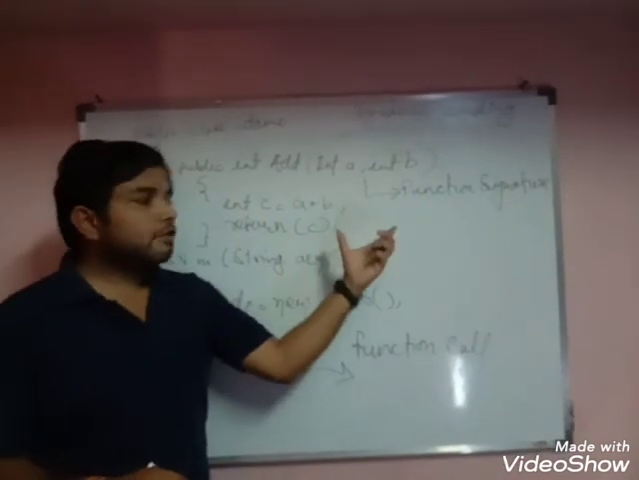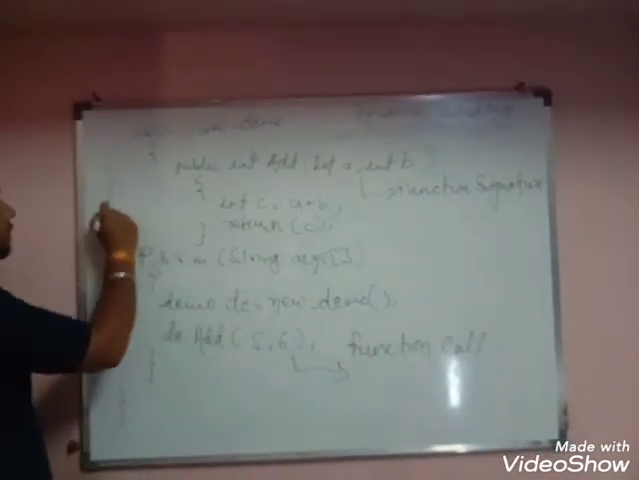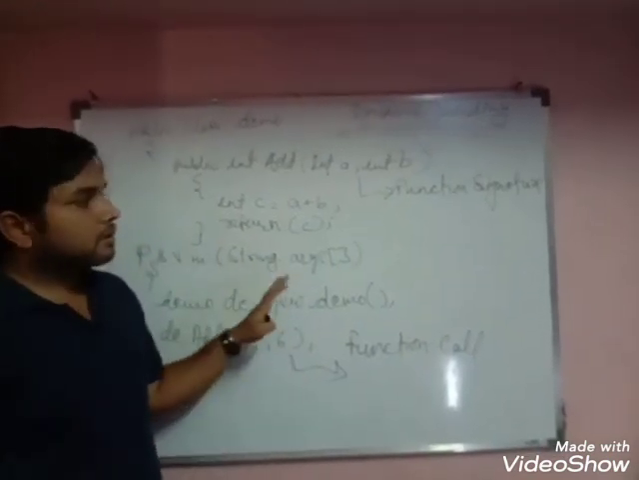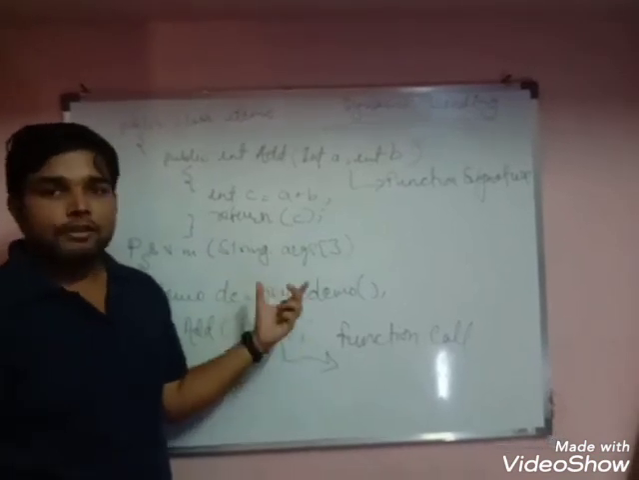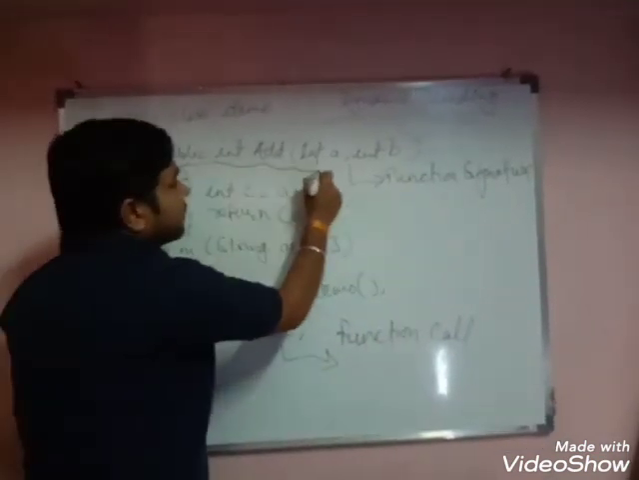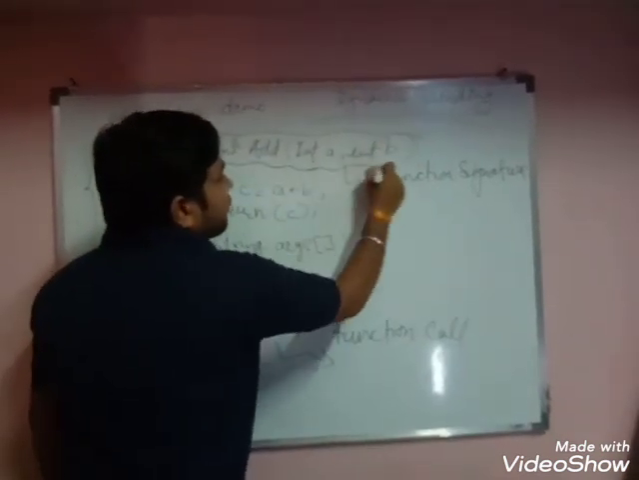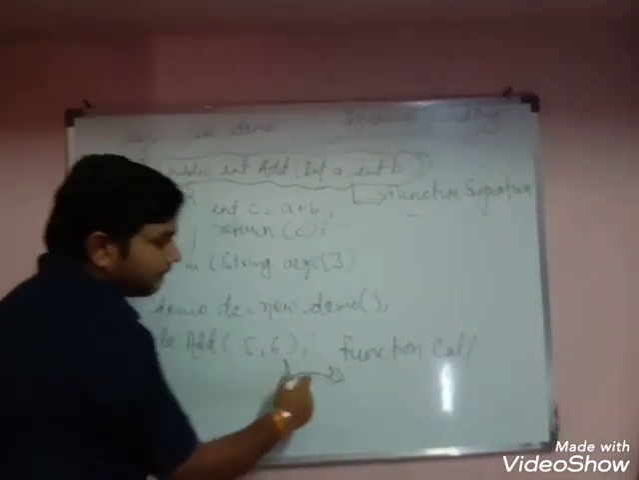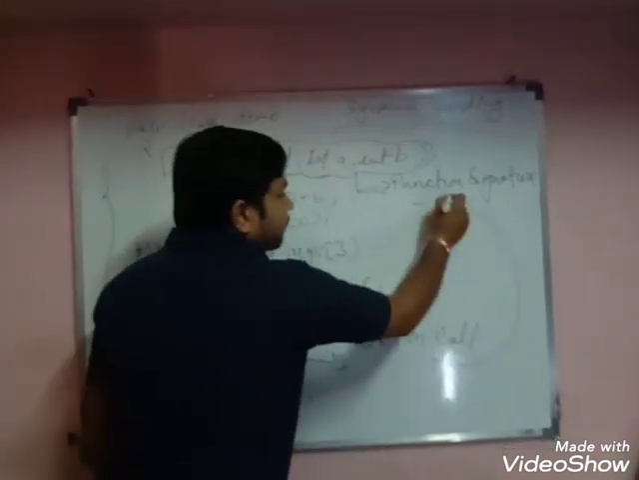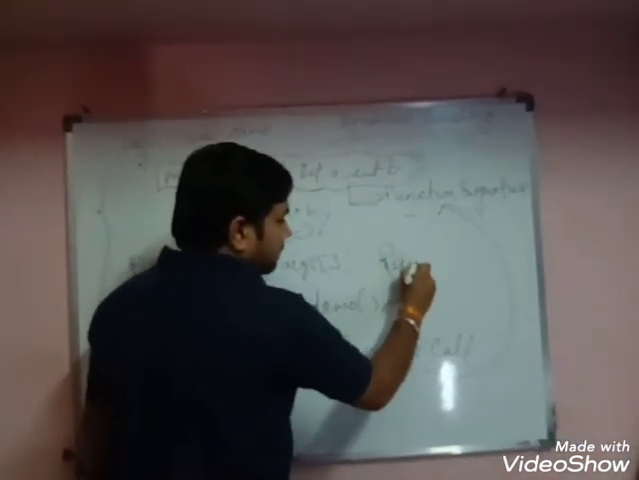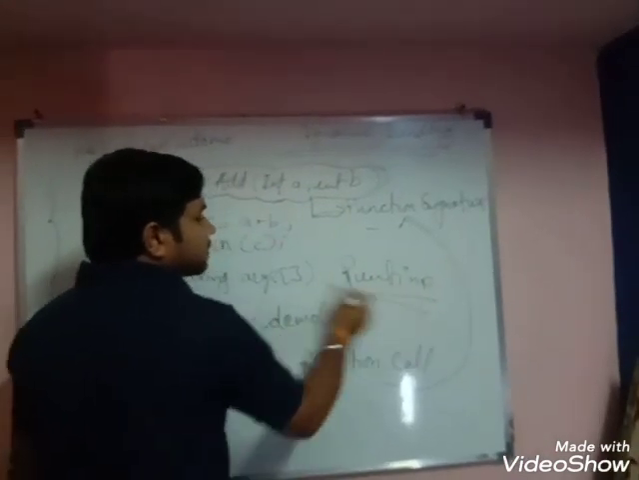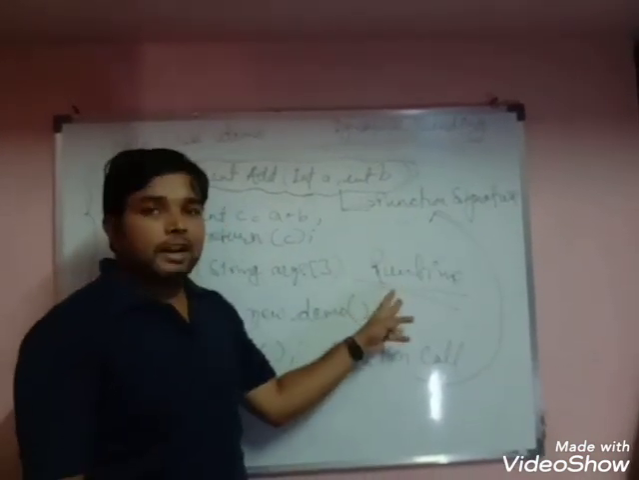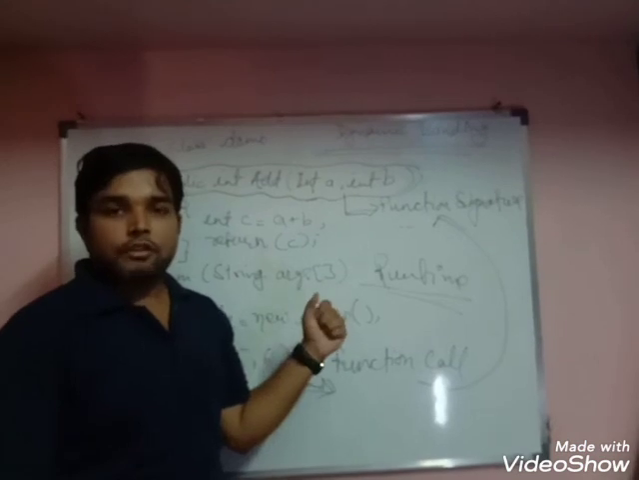So what is a function call and what is a function signature? This is a Java program. You don't need to understand this Java program at this time. I am just showing you what a function call and a function signature are. This is a function, this is called the function signature, and here this is the function call. So linking of function call with function signature at runtime is called dynamic binding. This is the definition of dynamic binding.